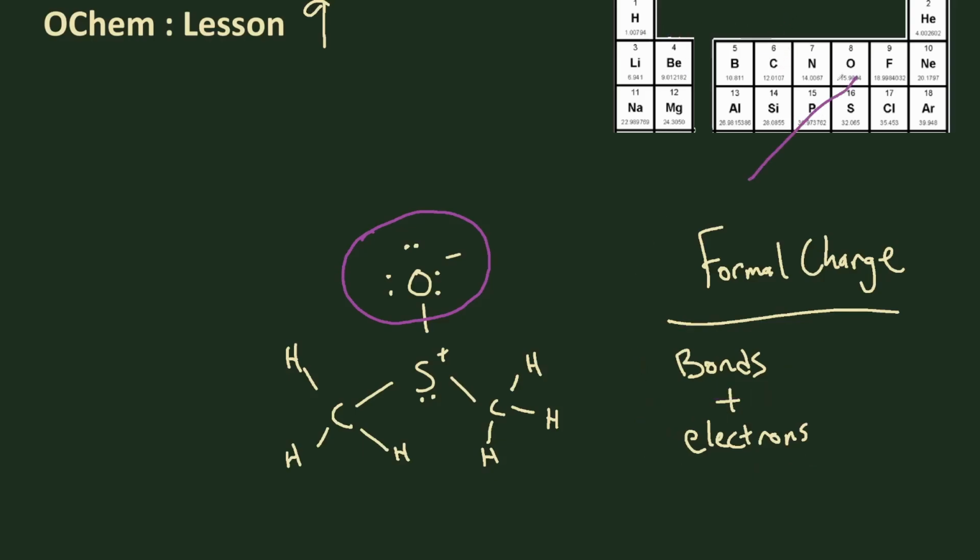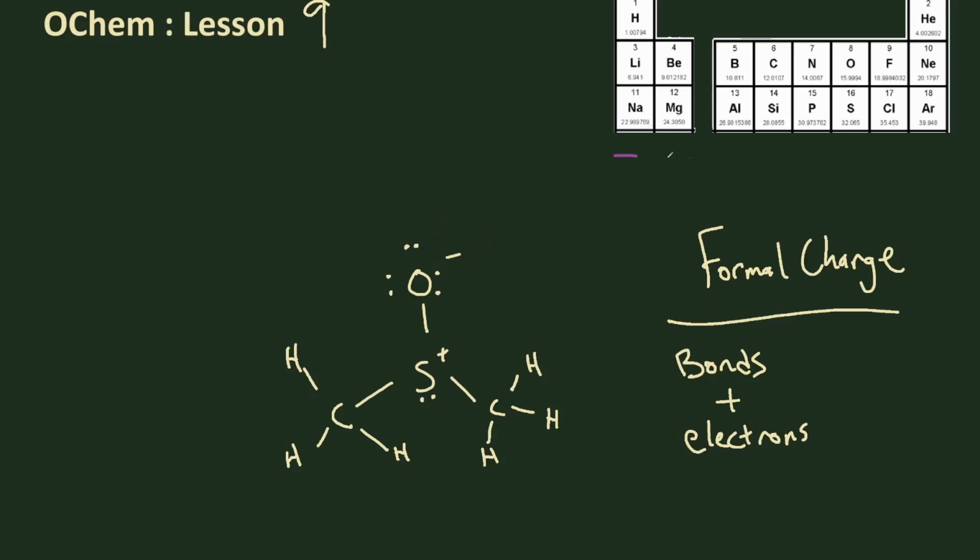Oxygen up here is number 6 in his valence energy level, his level 2 energy level here. He should have 6 electrons surrounding oxygen. But you notice we have 2, 4, 6 plus 1 bond is 7. So he's going to have a -1 formal charge. That's what this minus means here.